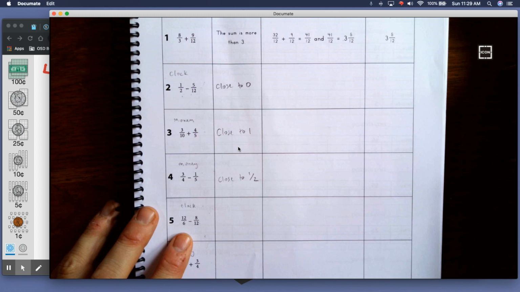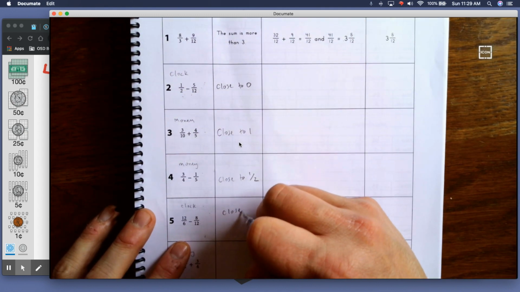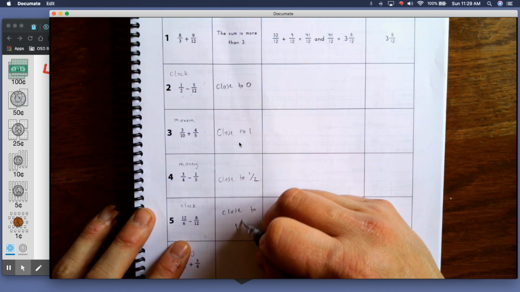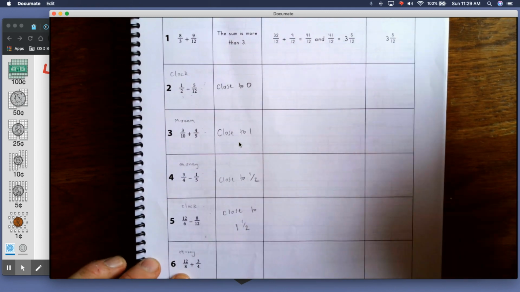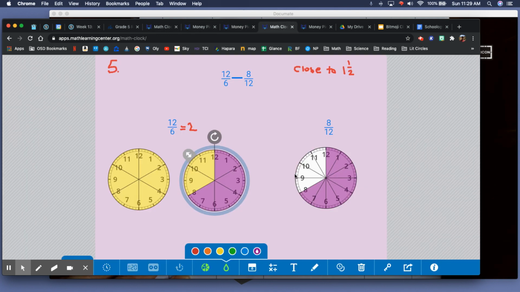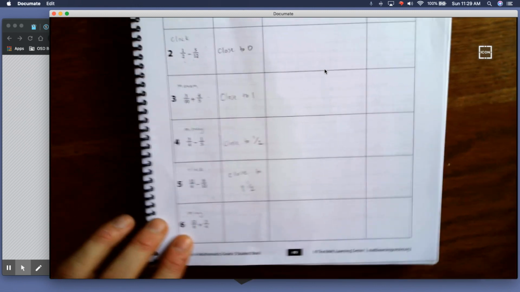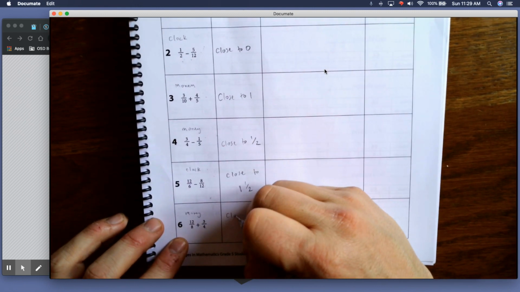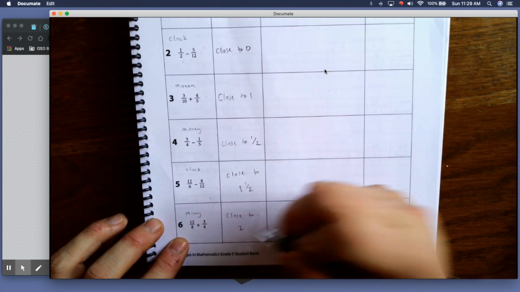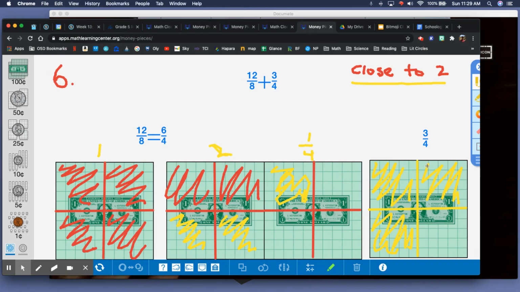Number 5 was 12/6. This was the clock. This one was close to 1.5. Close to 1.5. That was this one. We took away 8/12 from 12/6. And then number 6 was close to 2 wholes, or 2 whole dollars. Close to 2. And I'm going to go back to that real quick. That was this big one here.